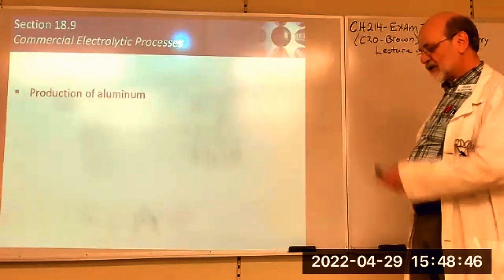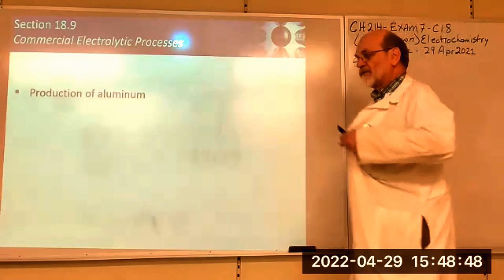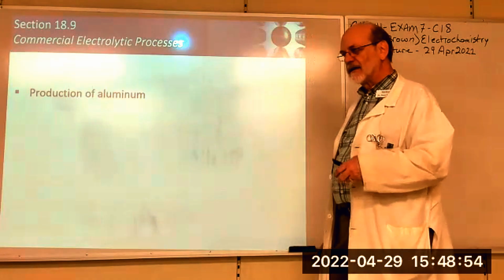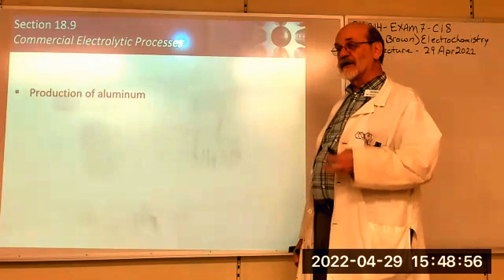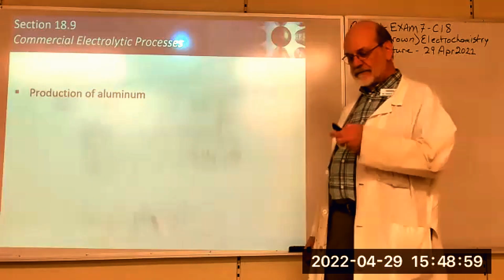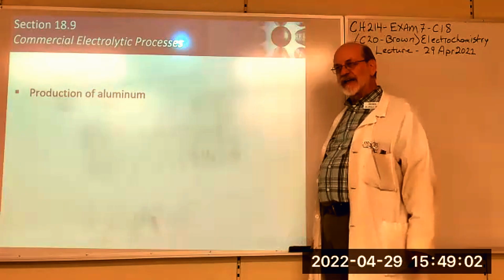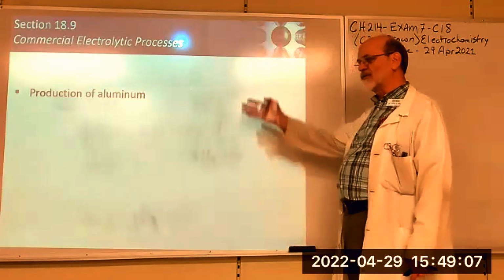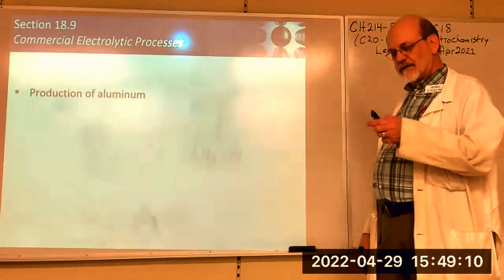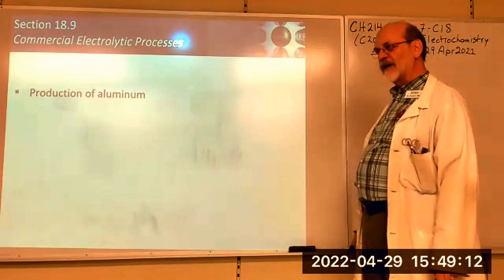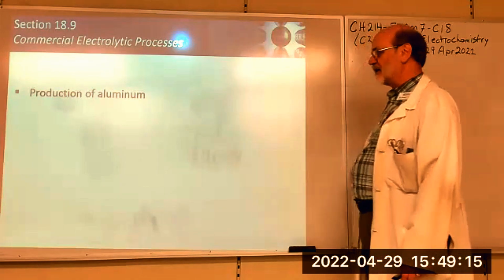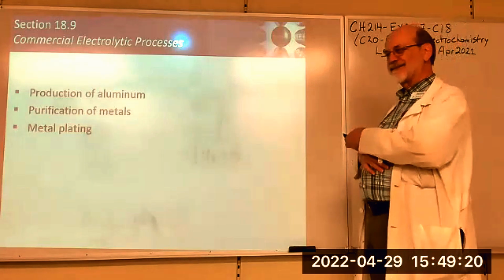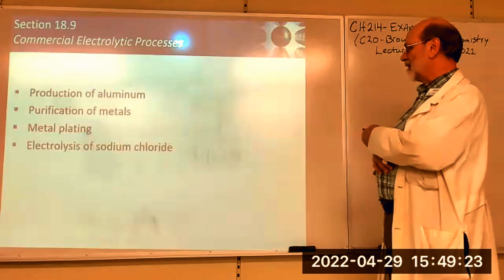Production of aluminum. When aluminum was first purified and converted to metal, it was done chemically. It was extremely expensive. So the King of France would entertain his guests with aluminum silverware, not gold. Gold was a lot cheaper to produce than aluminum. Well, they used gold coins.